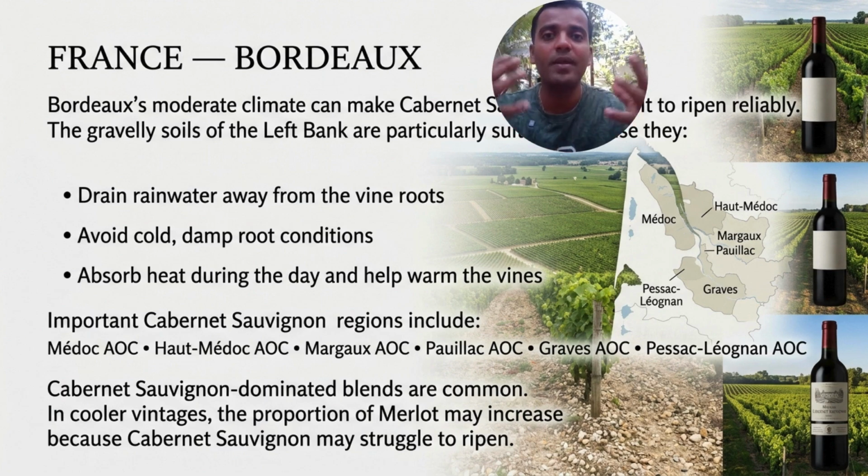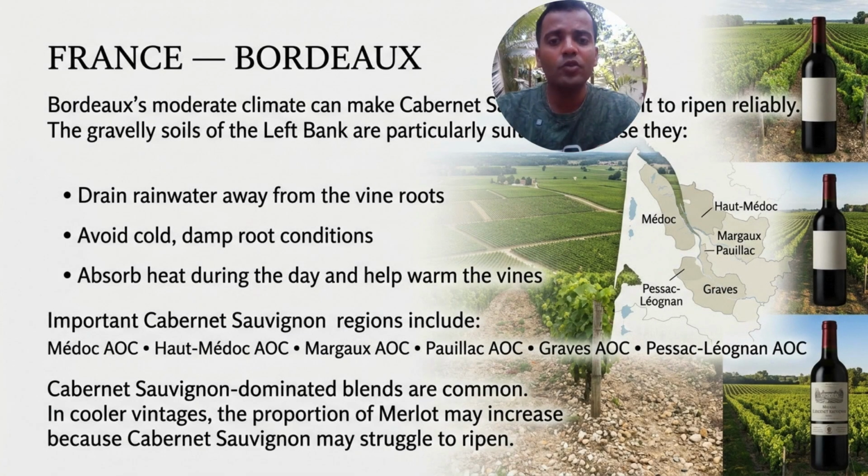So these are the three benefits that we need to know about the left bank: the soil type, the gravel soils. And then important Cabernet Sauvignon regions include Médoc, Haut-Médoc, Margaux, Pauillac, Saint-Estèphe and Pessac-Léognan. So these are the sub-regions that are mentioned in our Level 2 official specification for this grape variety.